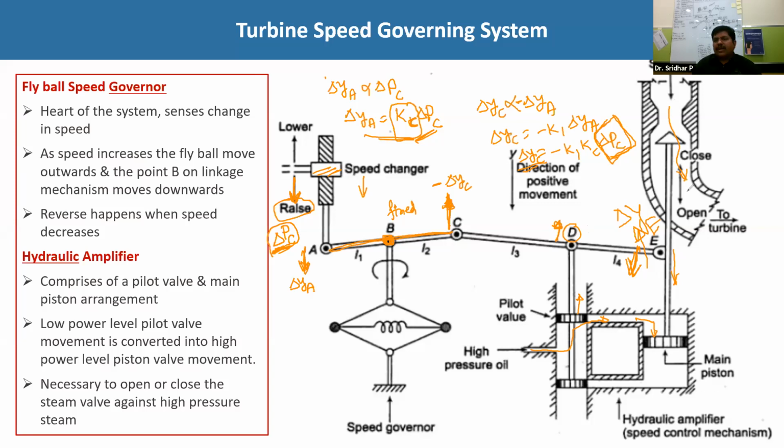So the steam, whenever it is going onto the turbine, then what happens? Turbine speed increases. Once the turbine speed increases, generator speed also increases. If generator speed increases, omega increases, which means the frequency of the generator also increases. If the frequency of the generator increases, these two fly balls will be pulled in the outward direction, because this shaft, this spindle which is connecting our fly ball arrangement, and this B, rotates with generator speed.